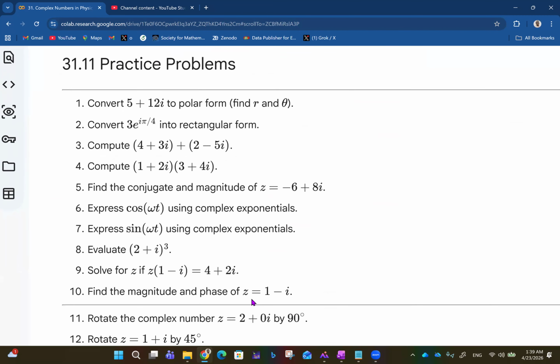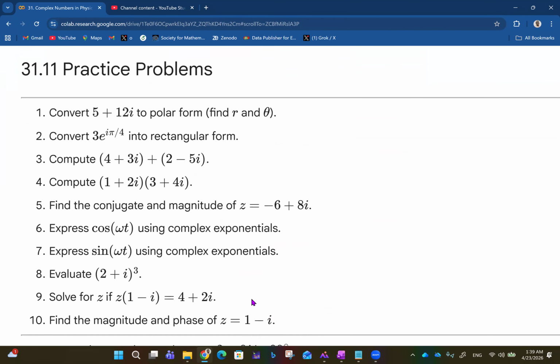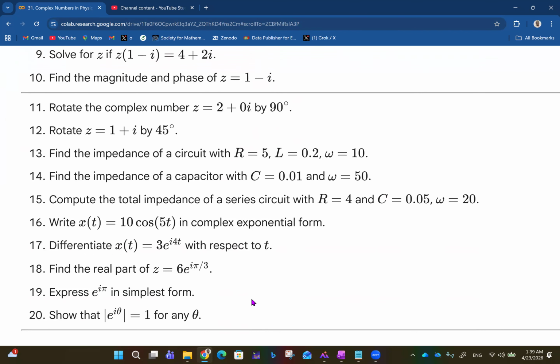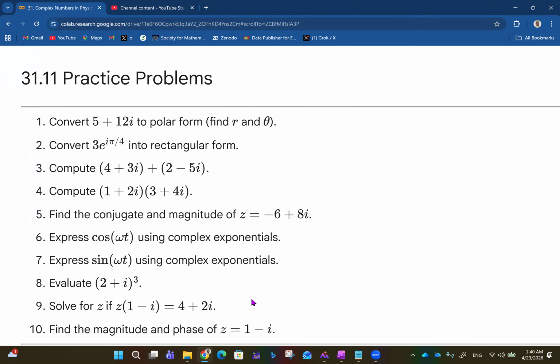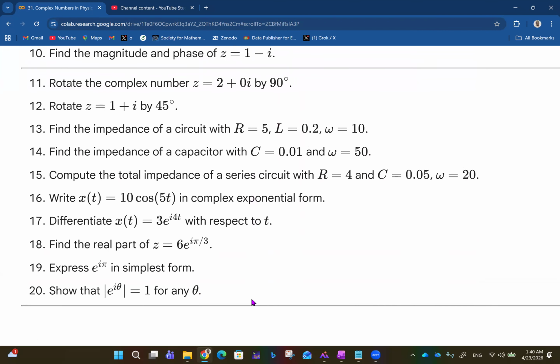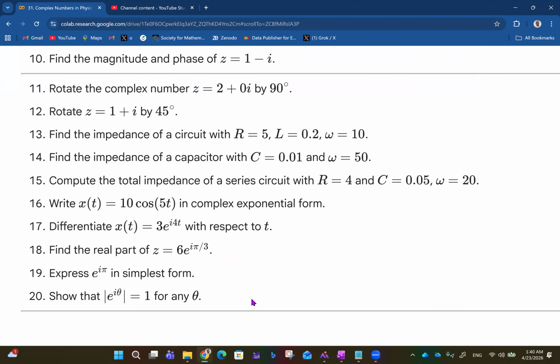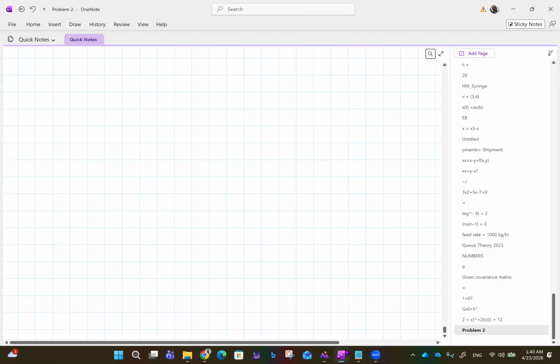So for practice problems, we have questions 1 to 10, and then we have questions 11 to 20. As usual, I'm going to solve two of them, and then we'll go on to the next video. So I'll be solving problems 1 and 13 in this case. Problem 1 says convert 5 plus 12i to polar form. Find r and theta. Then problem 13 says to find the impedance of a circuit with R equals 5, L is 0.5, and omega is 10. So let's go for that and see how it all pans out.